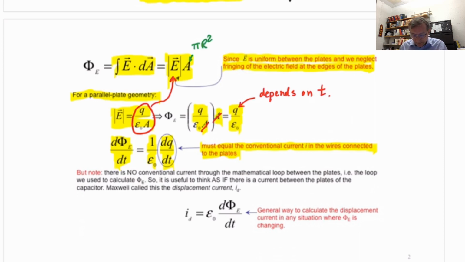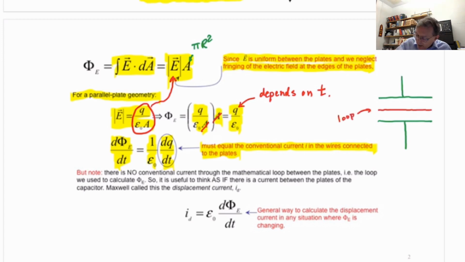All right. So, fine. That dq dt is the rate at which the charge on the top plate's growing or changing. And it must equal that conventional current in the connecting wire. But now go back to think about our actual loop that we're studying. I'll draw our side view of our parallel plate capacitor again. 2 wires and 2 conducting plates. But in the middle, that's our mathematical loop.